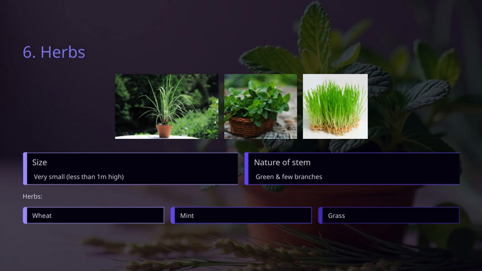Herbs are quite different from grasses, even though they might look similar at a glance. Their size and stem characteristics really set them apart. Recognizing these features helps us better understand their role in ecosystems and their uses in cooking, medicine, and other applications. Understanding these small, yet significant plants ties into the overall theme of plant diversity and adaptation, showing how different types of plants have evolved unique structures to thrive in their environments.